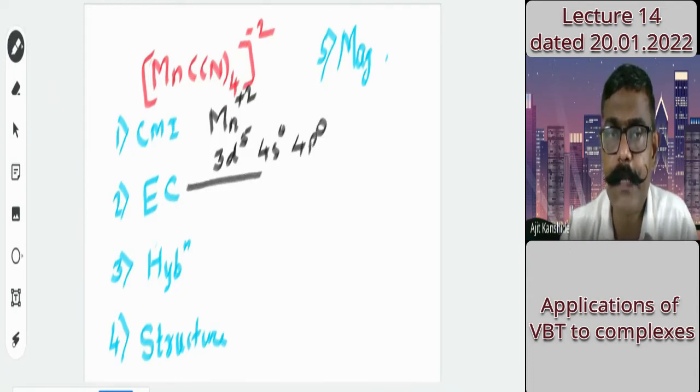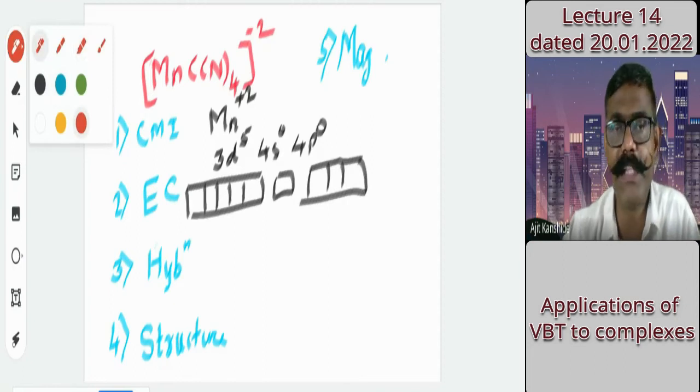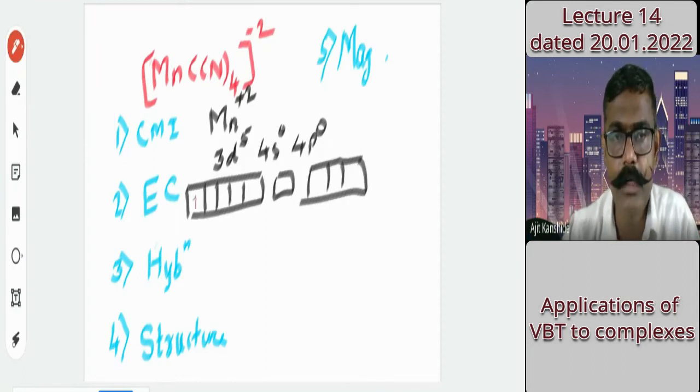That you would represent in terms of block, 3D, 4S, 4P. Now we distribute the electrons within them. So how can you distribute? First electron, second electron, third, fourth, fifth.